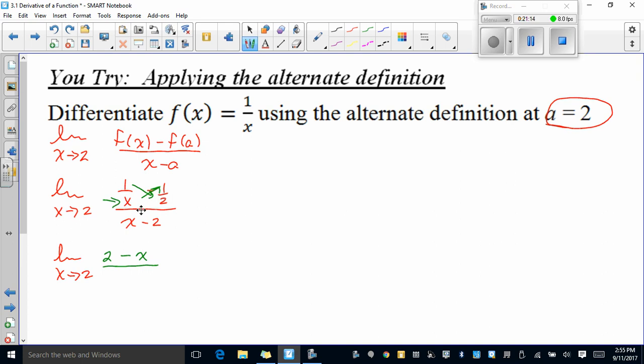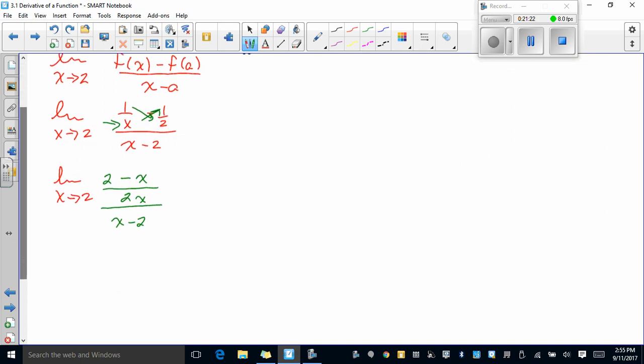Now hopefully you remembered what I showed you guys before. Now that I have the common denominator here, I can bring this whole guy up where he belongs into the denominator. So now I have the limit as x approaches 2 of 2 minus x over 2x times x minus 2. Okay, I can hear my friends saying, you need to show the step. You need to show the step. All right, fine. Here's the step.